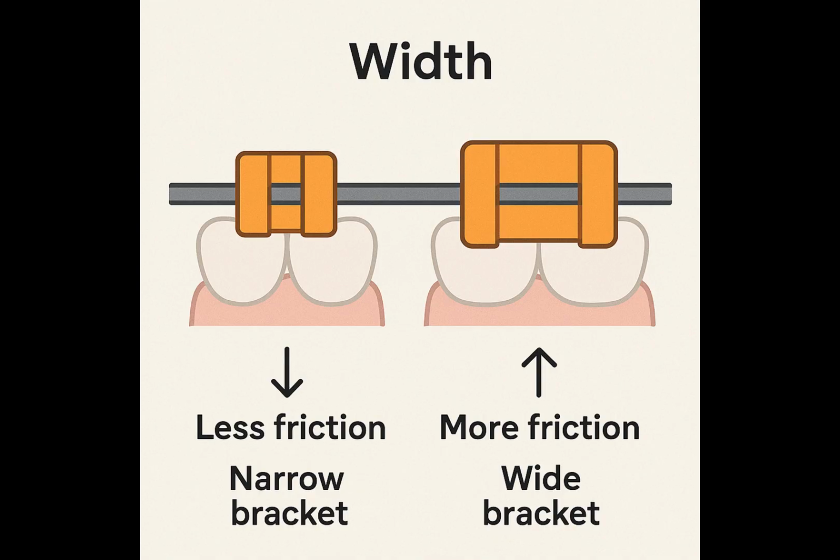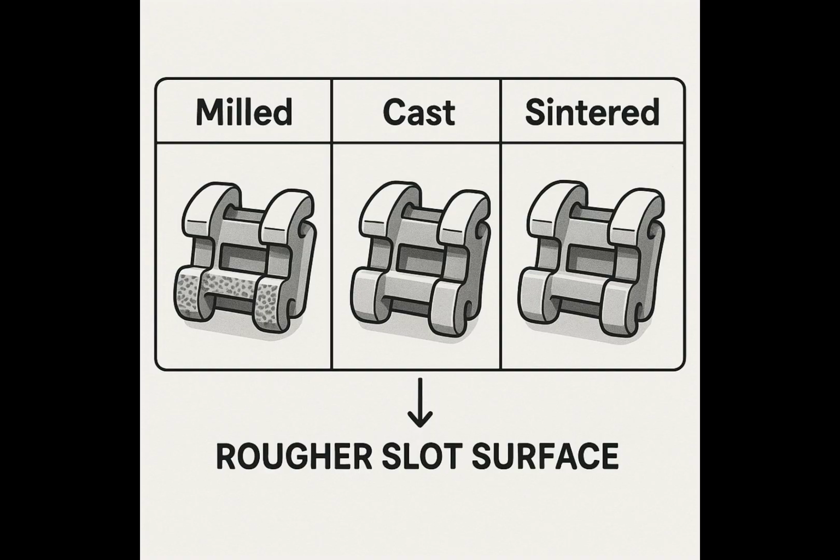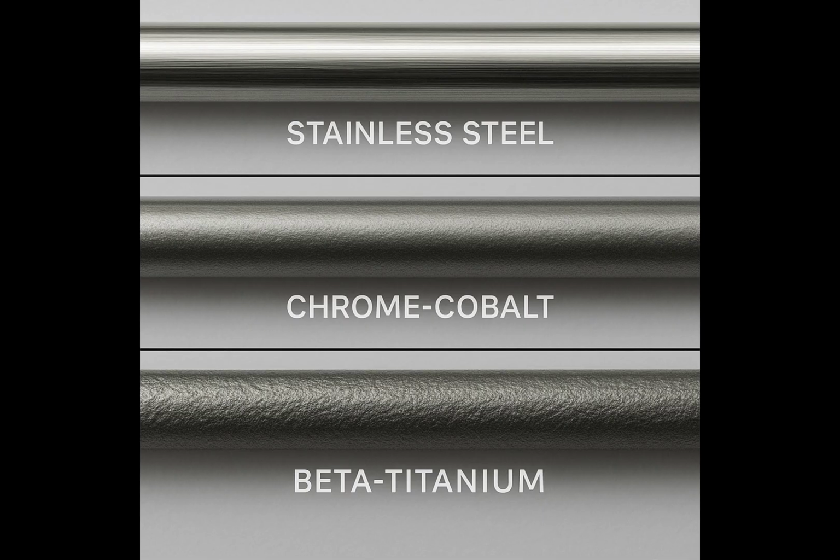Width. The effect of bracket width on friction is debated, with some studies claiming narrow brackets cause less friction, and others suggesting wide brackets. Clinically, medium or wide brackets are often preferred, especially in extraction cases. Milled brackets have been found to produce higher friction than cast and sintered brackets, partly due to rougher slot surfaces.